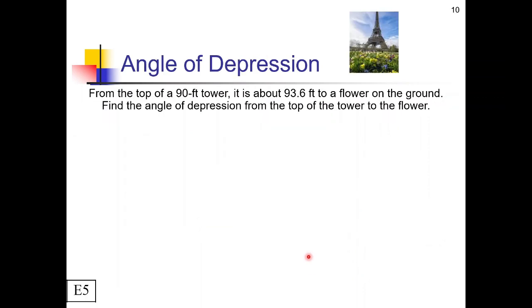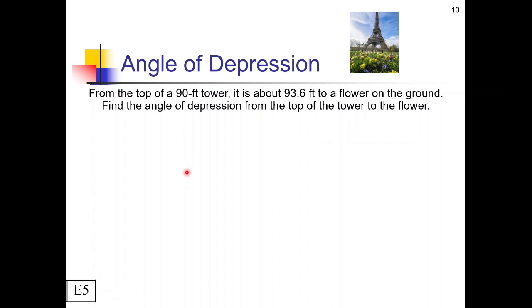Here's another problem involving angles of elevation and depression. From the top of a 90-foot tower, which the Eiffel Tower is probably taller, but I had to come up with some kind of tower picture, it's about 93.6 feet to a flower on the ground. So looking straight from the tower down at an angle to the flower, we want to find the angle of depression from the top of the tower to the flower. So you're on your own for this one.